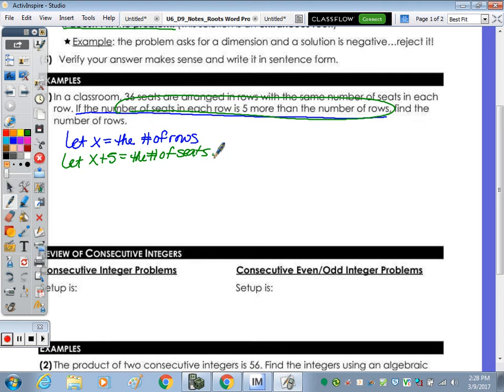And to get the total number of seats, you take how many seats you have in each row and then multiply by the number of rows that you have. So our equation, after you write your let statements, is going to be x times x plus 5. This is the number of rows times the number of seats. How many seats total did it say we had? 36. So set it equal to 36. The product, so x times x plus 5, what's that binomial?